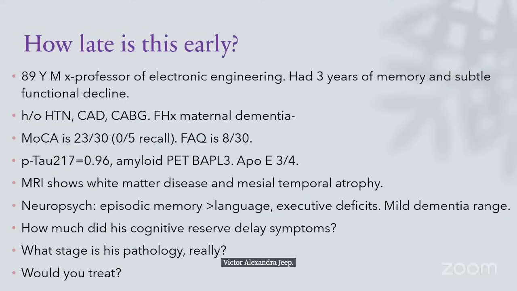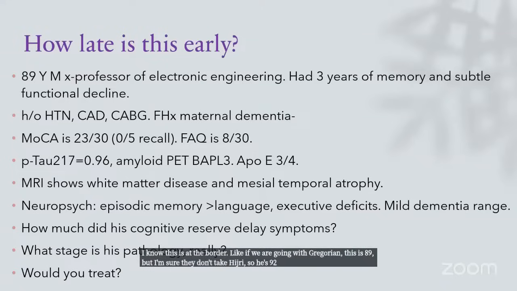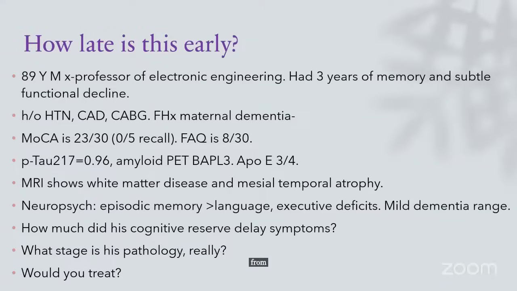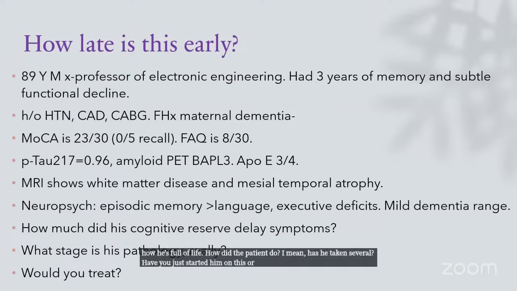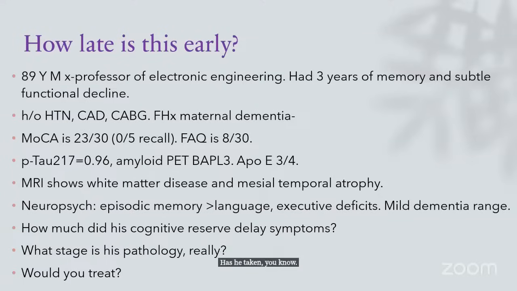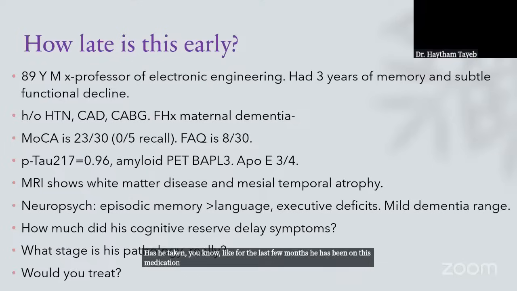Because I know this is at the border. If we are going with Gregorian, he is 89, but I'm sure they don't take Hijri, so he's 92. He's beyond the range of 50 to 90 years. So I'm impressed, really. I agree with you that you're looking at how he's full of life. How did the patient do? Has he just started on this, or has he been on this medication for the last few months?